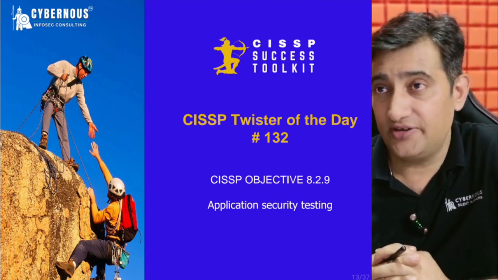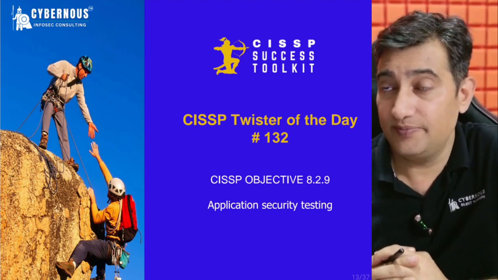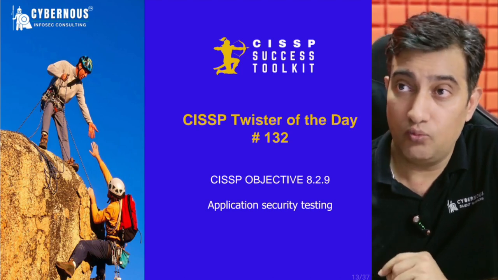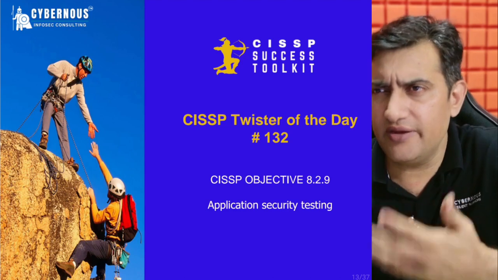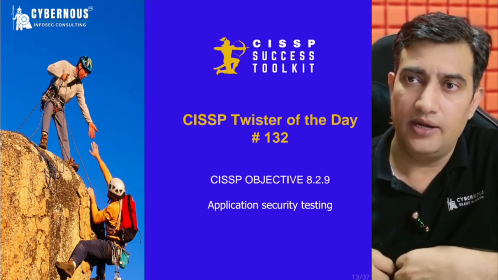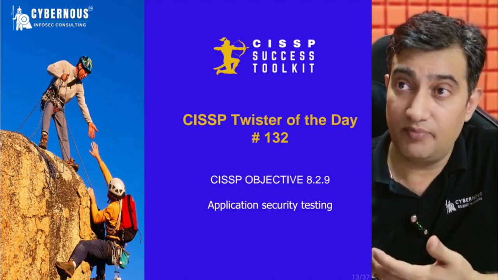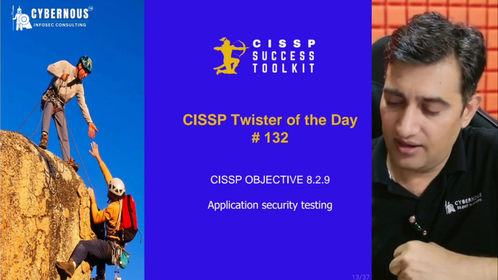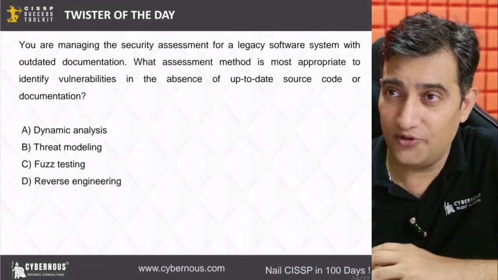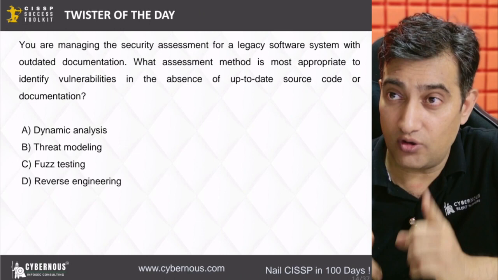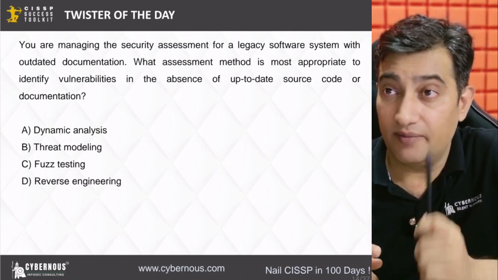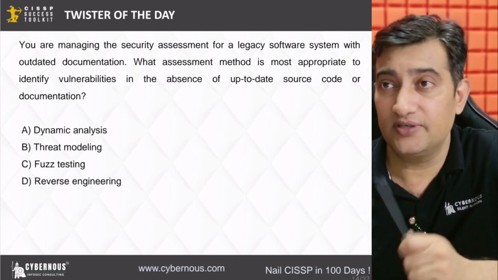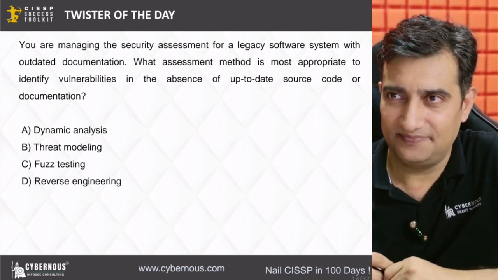Today, the twister I have picked up is from CISSP objective number 8.2.9, that means it's from Domain 8. And one of the key factors in Domain 8 is also about the testing part. Based on that, I have brought in one particular question for you. Feel free to pause this video and take a minute to answer this question. I will be coming back and explaining this question after 10 seconds.